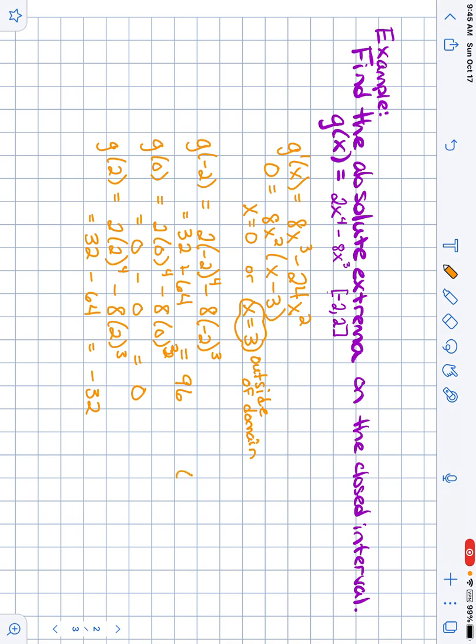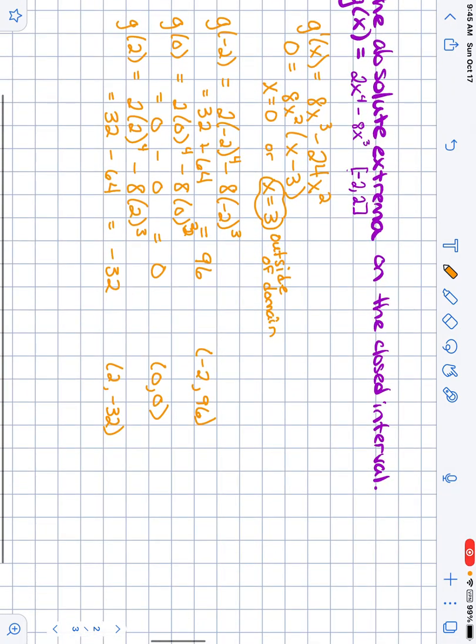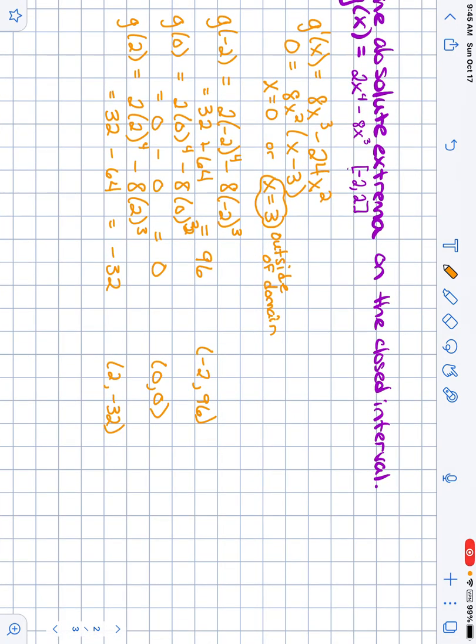So I have ordered pairs here. The ordered pair for this point is -2, 96. This one is 0, 0. This one is 2, negative 32. From this, I can tell which point is the highest on the function, which point is the lowest on the function. So in this case, this endpoint is the absolute maximum. And the other endpoint is the absolute minimum.